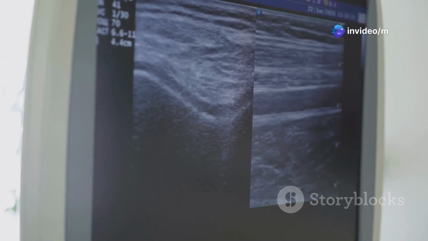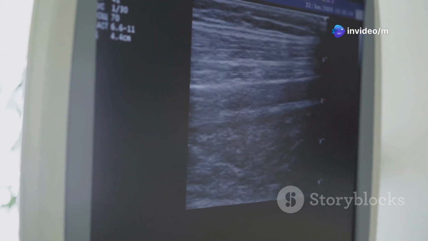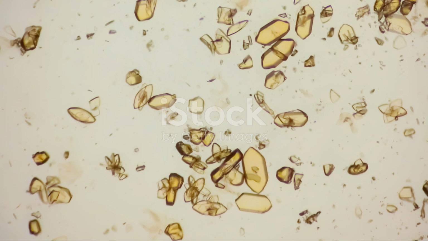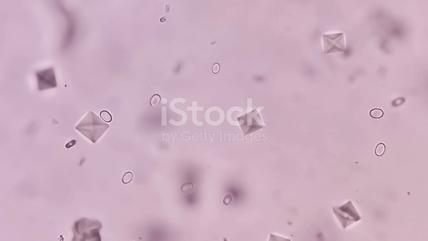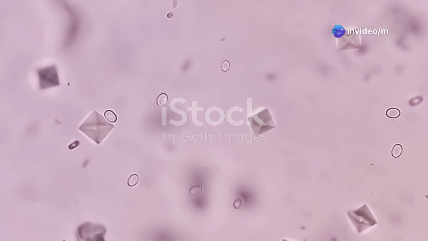The root cause lies in the type of crystals that accumulate in the joints. Gout arises from uric acid crystals, a waste product of purine metabolism. Pseudogout is caused by calcium pyrophosphate crystals depositing in the joints.